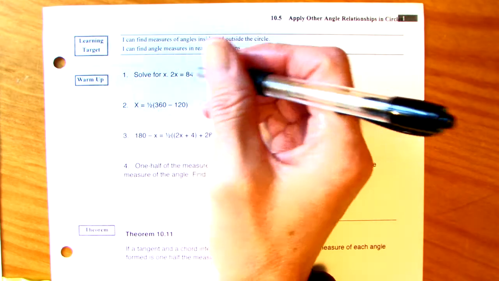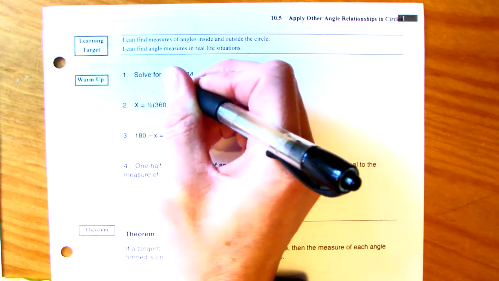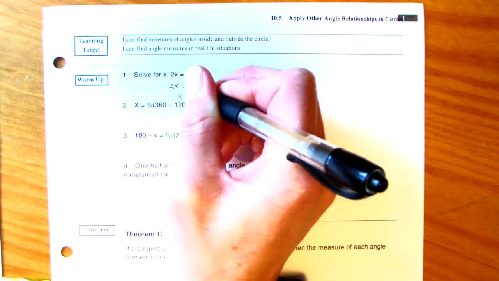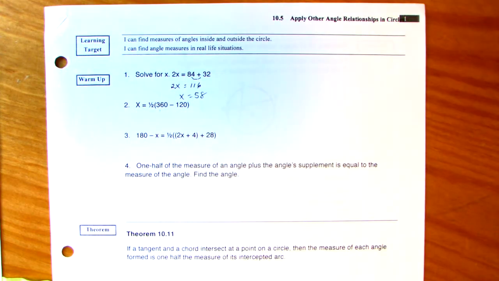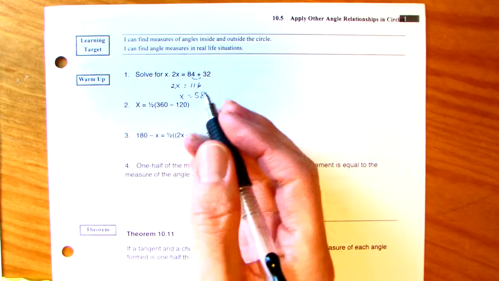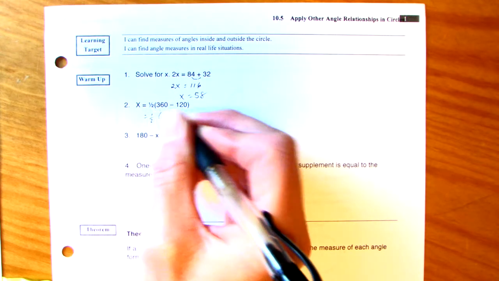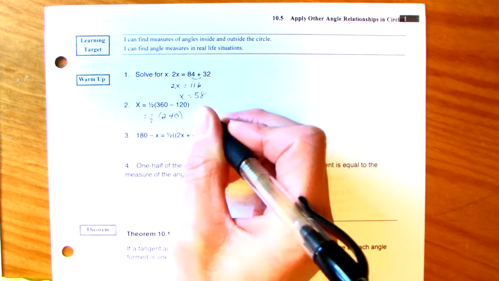So let's solve for x here. Oh, I just need to combine these two. 2x is equal to 116, divided by 2, x equals 58. You're going to notice when we have to add two arcs together and when we subtract two arcs. So here we go. Here I have 1/2. When I subtract that, I get 240. Half of 240 is 120.